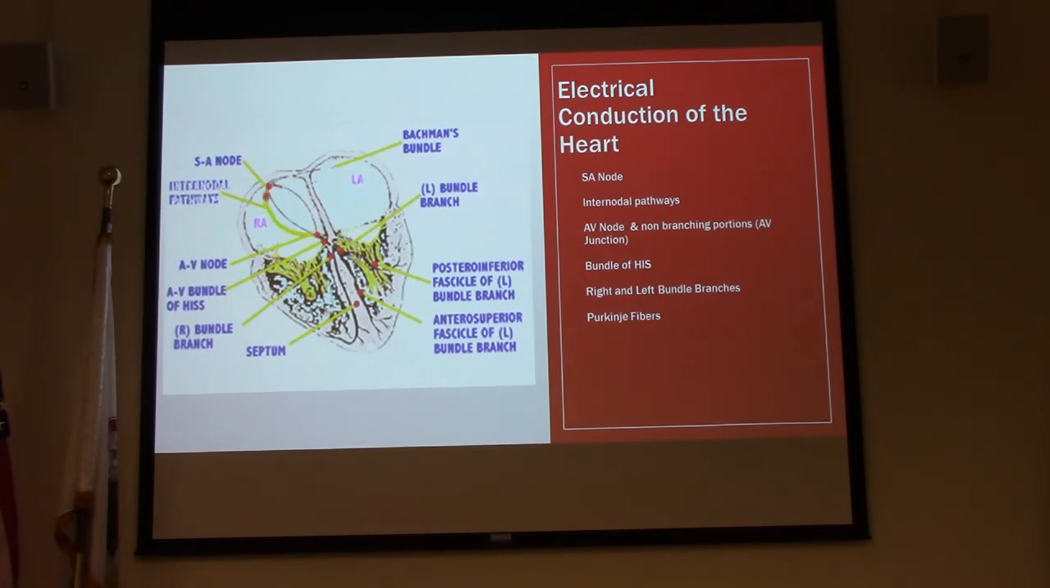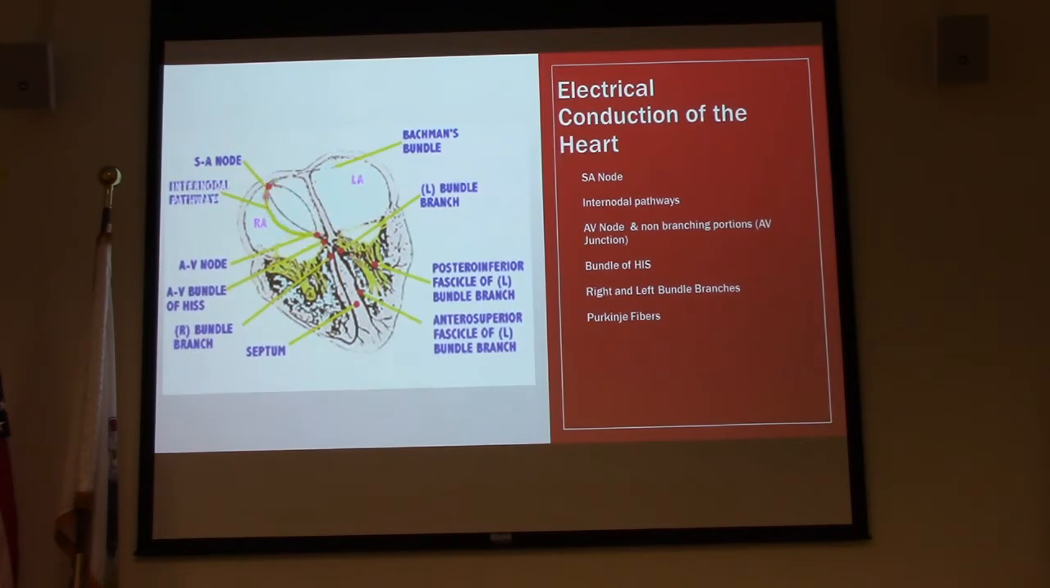All right, so if we take a look at the electrical conduction through the heart, this is basically a review for you. The SA node is the natural pacemaker of the heart, with an intrinsic firing rate between 60 and 100 beats per minute. When the SA node fires, we start to see the P wave. When we see a P wave, we say it's a sinus rhythm, and we know it's originating from the SA node, the sinus node. From there, it goes through the intranodal pathways down to the AV node.